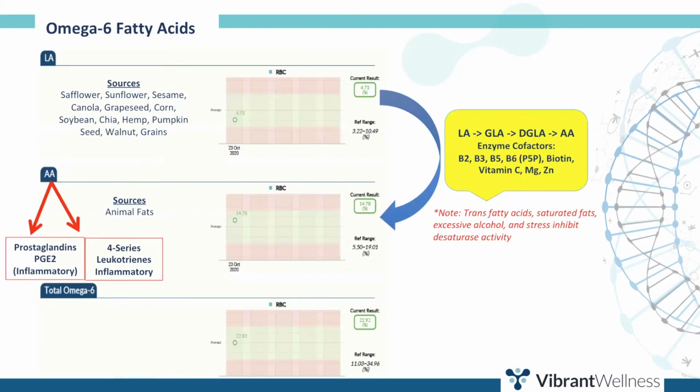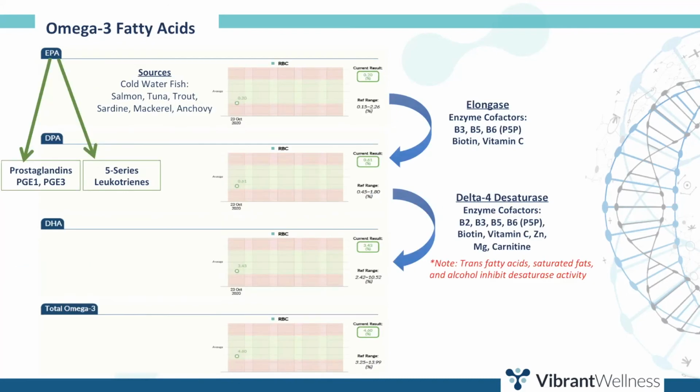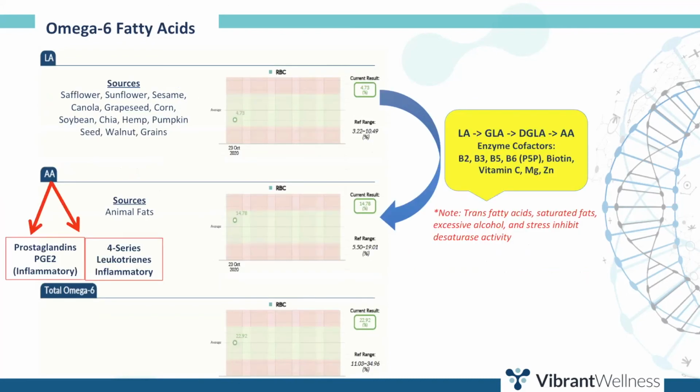Okay, so for your omega-6 fatty acids, and I think an earlier speaker had spoken to the inflammatory or anti-inflammatory nature of the fatty acids, of course. For omega-6, linoleic acid is converted to GLA, then DGLA, then arachidonic acid. We're giving a nice snapshot of omega-6 fatty acids here. We don't report on GLA or DGLA, but you do have enzyme cofactors involved each step of the way. Those enzyme cofactors are B2, B3, B5, B6, biotin, vitamin C, and magnesium and zinc.